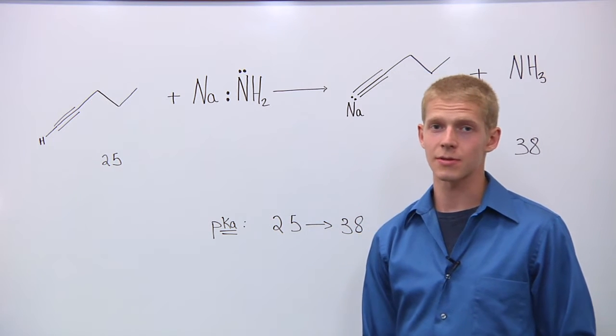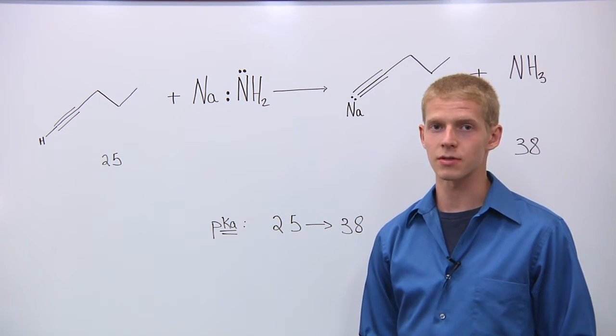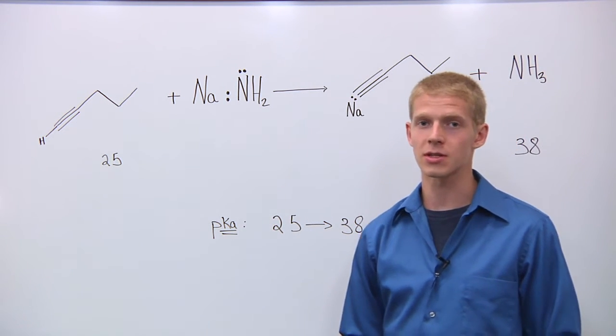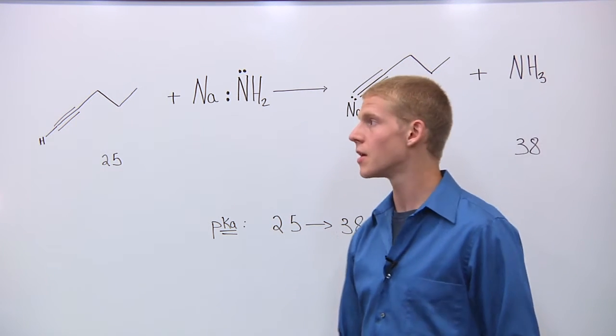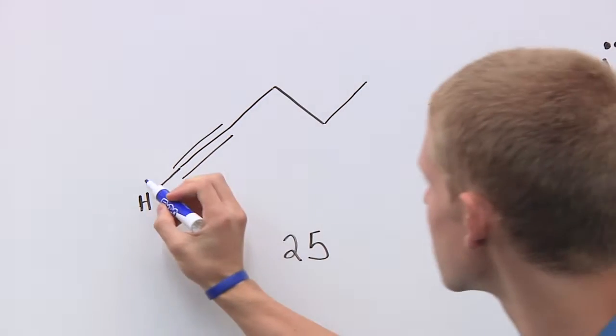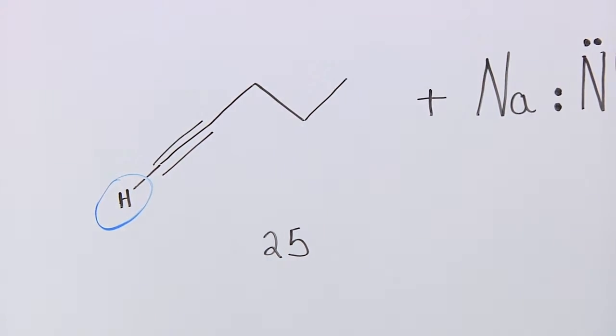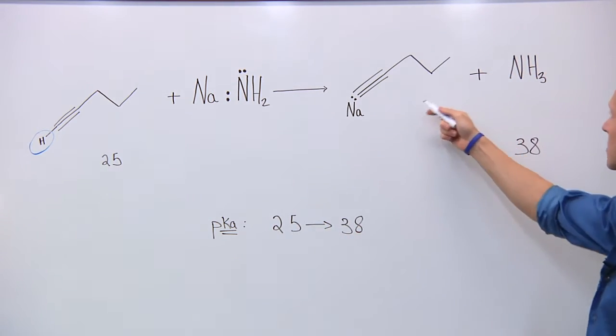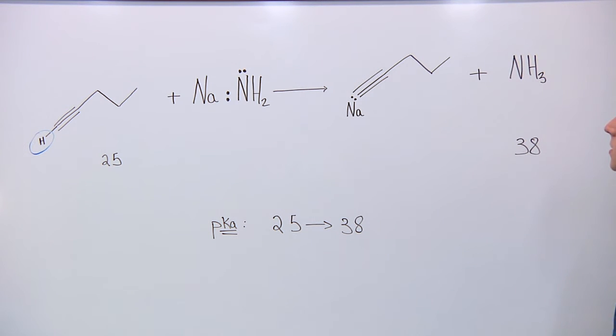With any acid and base reaction, it's important to choose the right solvent. But before we can choose a solvent, we need to make sure that the actual reaction will go through. So we look over here and we have a terminal alkyne with a pKa value on this hydrogen of 25. And this reacts with sodium amide to make the sodium salt of the alkyne and ammonia. And we look over here and ammonia has a pKa value of 38.